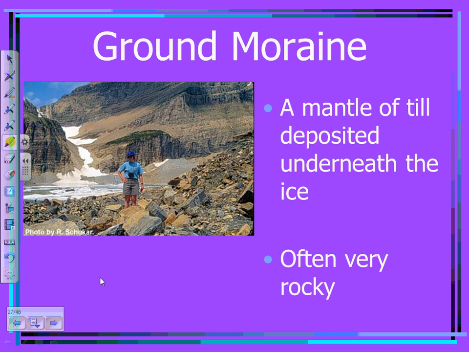Ground moraine, again, is a mantle of till deposited underneath the ice, and they're often pretty rocky. There wasn't any water flowing underneath the ice, and you need that water flow to sort the material. This is typically just as the glacier retreated or receded, it left behind this bigger material. And again, if you think of that bulldozer pushing it down this mountain, as the glacier retreated and melted back, it left all of this material in the foreground of the picture.